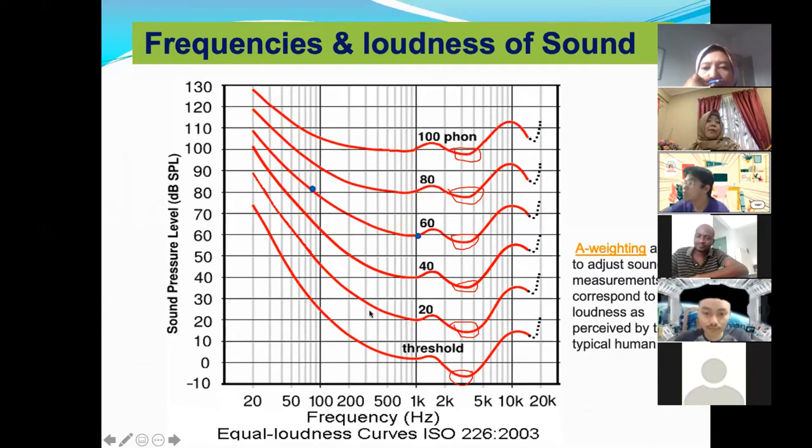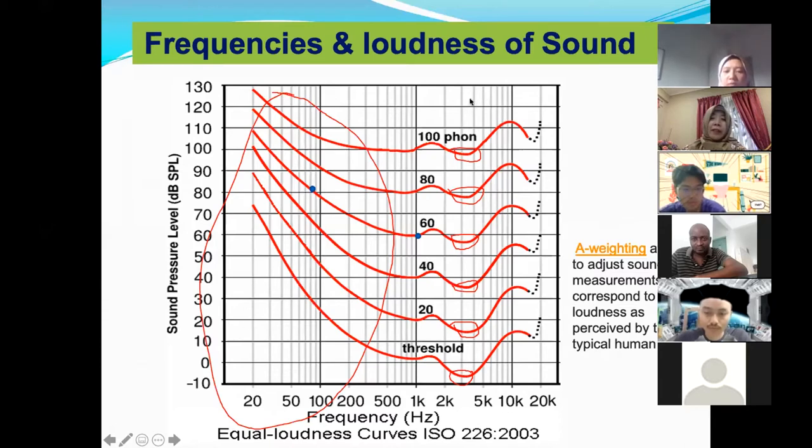After the development of the sound level meter, since this reading is in dB, when we measure sound using dB, our ears are actually not sensitive to the low frequencies. You can see here the low frequencies. Our ears are not sensitive to the low frequencies, but our ears are very sensitive to 200 and above. From here to here.